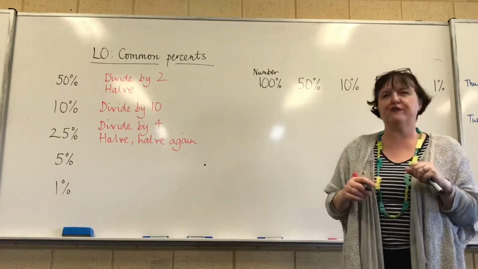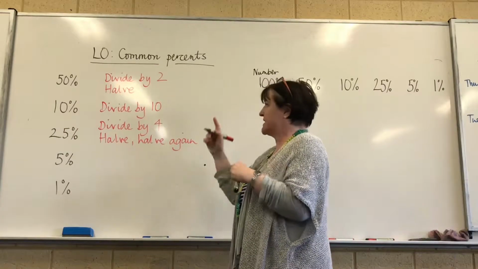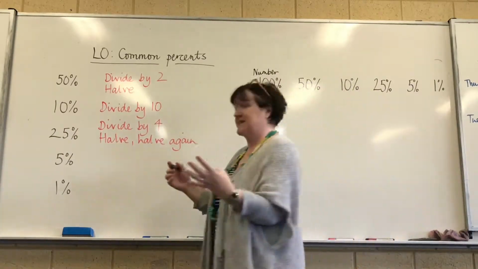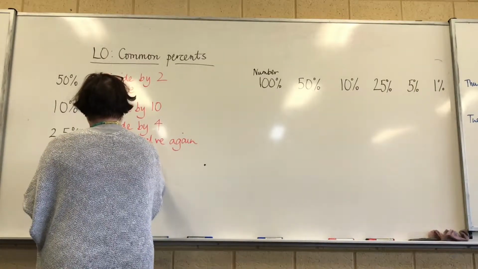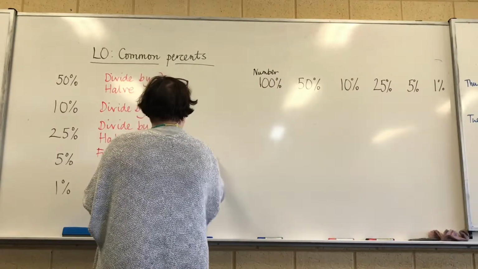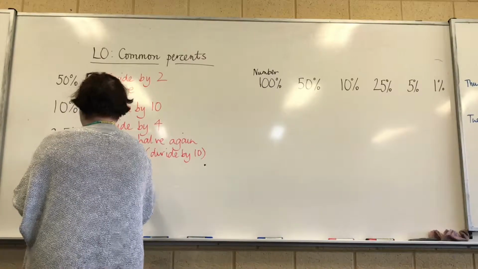5%, how would you find 5%? Lachlan? Find 10% and half it. Very good. Find 10% and then halve it. So you would divide the number by 10. So I'll put find 10% and in brackets divide by 10. And then you would halve that answer.